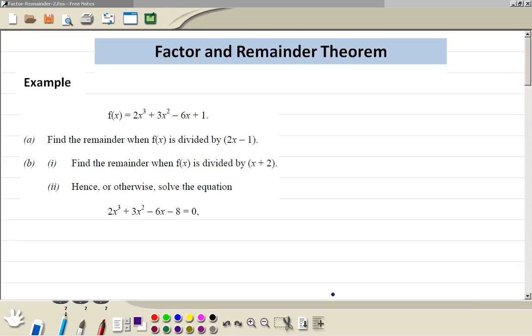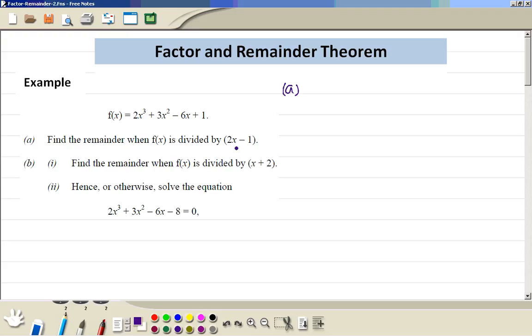The factor and the remainder theorem. Try this question yourself. When you have done it, then check the solutions. So part A, we can use the remainder theorem.